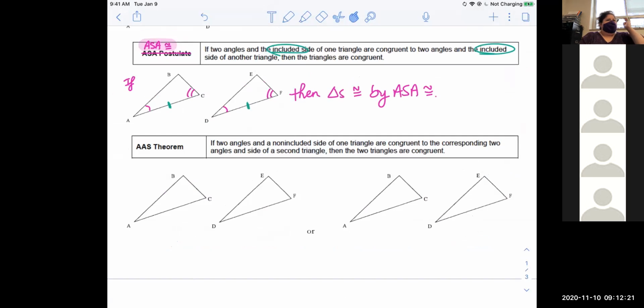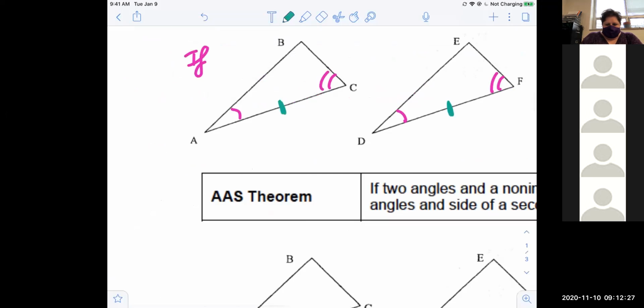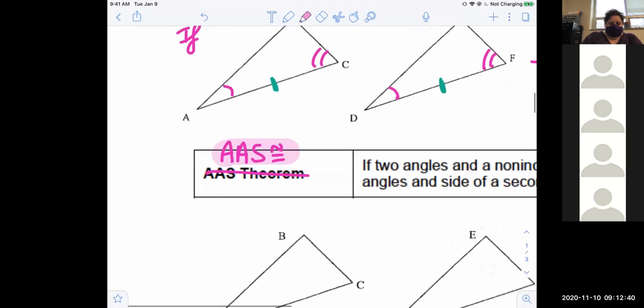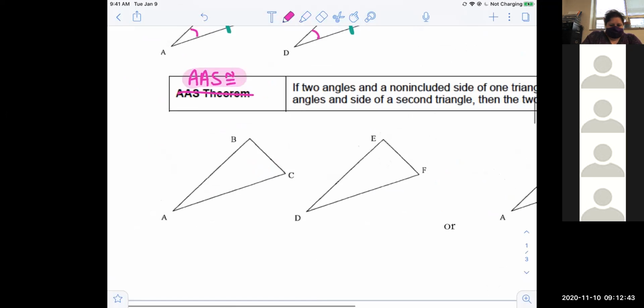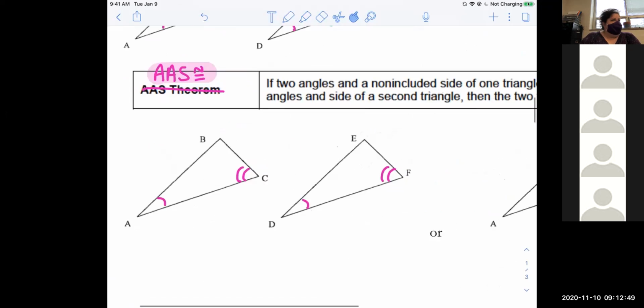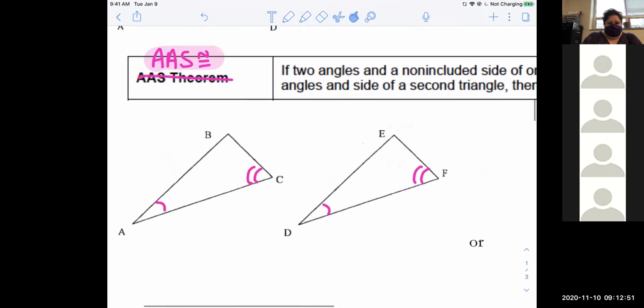Okay, and then the last one that works for triangles in general is angle, angle, side. This one's a theorem, but again, I actually don't care if you know if it's a theorem or not. We'll just call it angle, angle, side congruence. Now, how is that going to be different than the previous one? Well, it's not included, right? Let's say I still have two pairs of angles as before, but Kara, name a pair of non-included sides.